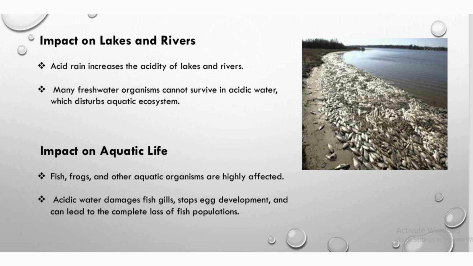So there is the impact on lakes and rivers. Acid rain increases the acidity of lakes and rivers. Many freshwater organisms cannot survive in acidic water, which disturbs the aquatic ecosystem. There is the impact on aquatic life, such as fish, frogs, and other aquatic organisms, which are highly affected. Acidic water damages fish gills, stops egg development, and can lead to the complete loss of the fish population.